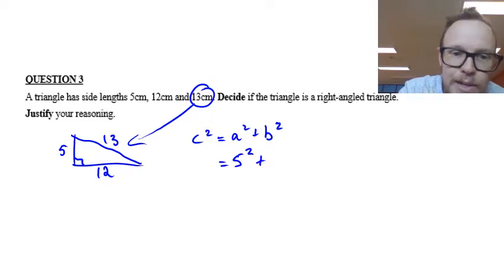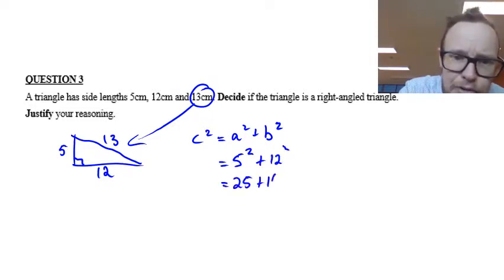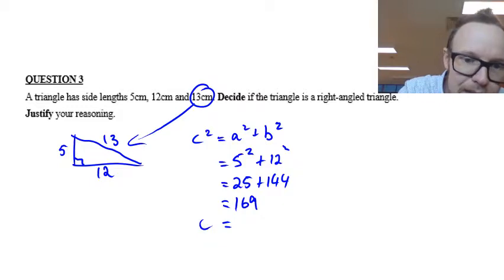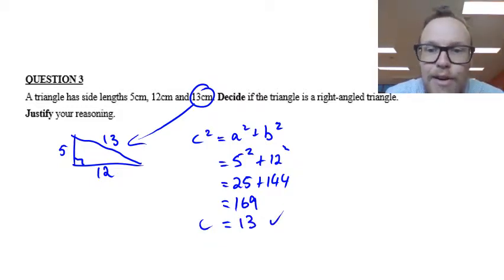5 squared plus 12 squared is 25 plus 144, which is 169, which means that c is equal to 13. Tick. That is the side length of our hypotenuse. So we need to justify our reasoning.